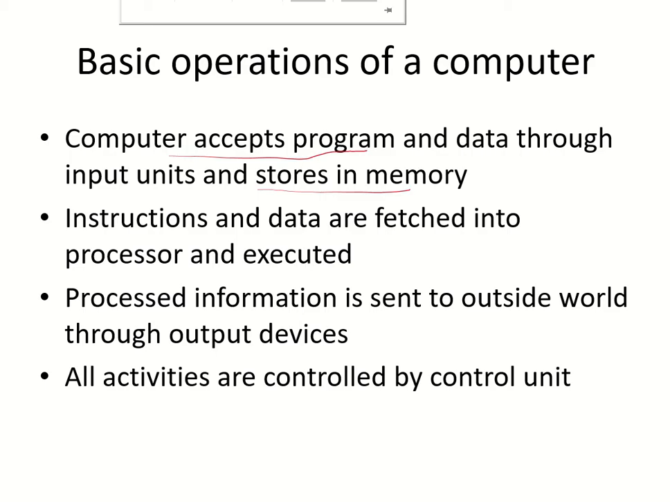And if the program requires permanent storage, it will be stored in the secondary memory, which is non-volatile, and it will be brought into the primary memory or the RAM when it has to be executed. From the primary memory, the instructions and data will be fetched into the processor and executed. If the results have to be displayed to the outside world, that would be done through the output devices, and all these activities and the data transfer will be controlled by the control unit, which will send timing signals and provide synchronization between the units.